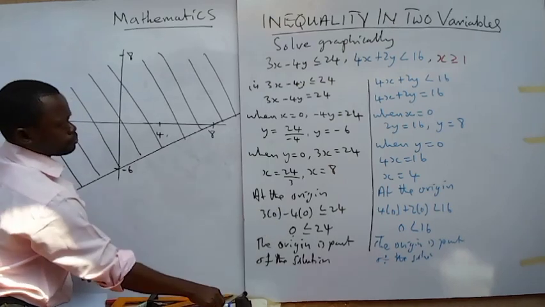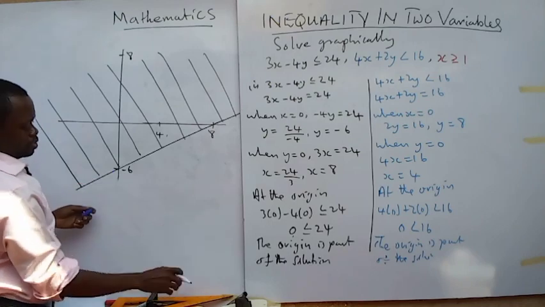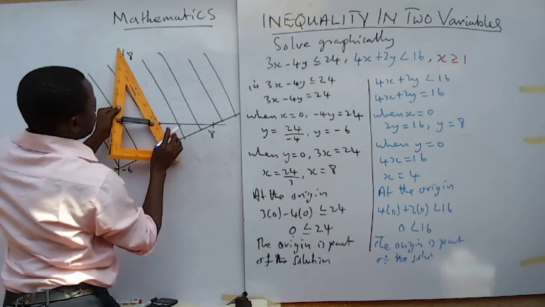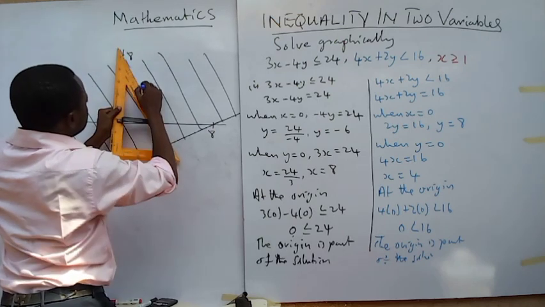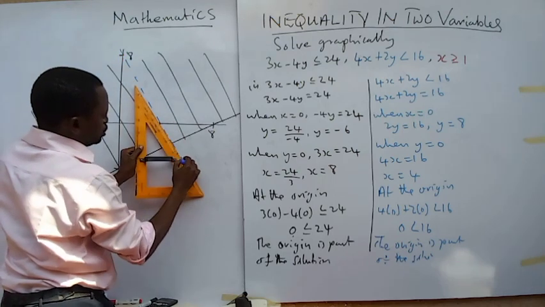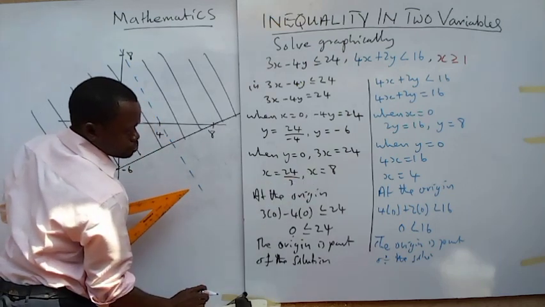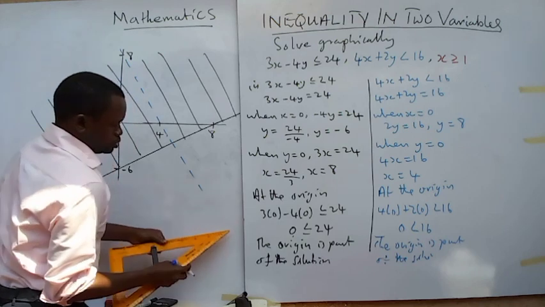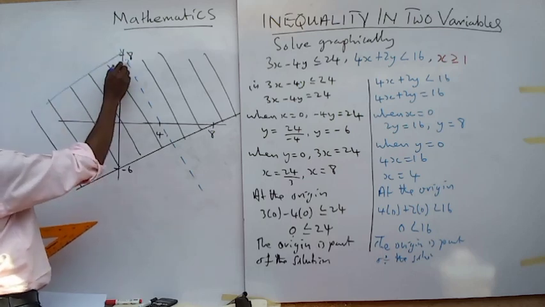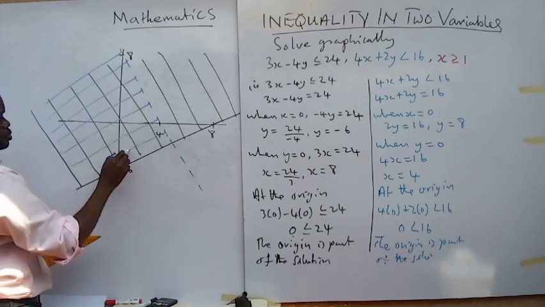Then what about the other side? y is 8, x is 4, and because of this we are using dotted line to demarcate the area that satisfies the inequality and the area that does not satisfy it. Now, in this case, you also said 0 is less than 16. The origin is also part of the area that satisfies the inequality. So we are shading inclusively the origin.